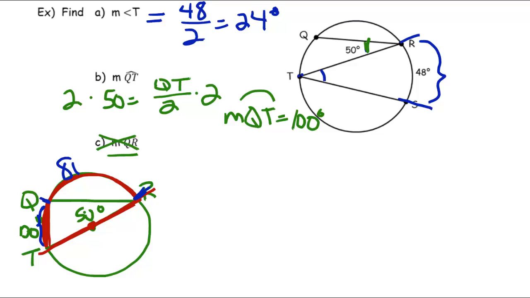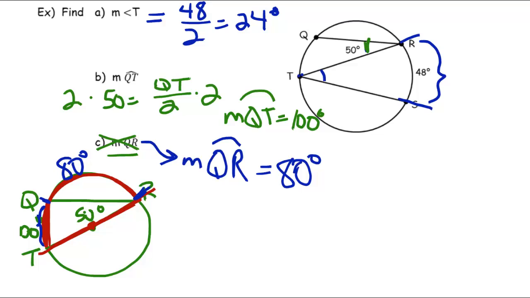Well, that's going to leave me 80 degrees for the measure of QR. So I guess we can go ahead and do it. I just needed to redraw it. So the measure of QR here, the arc, would be 80 degrees. So that's another thing that you want to look for: diameters. If you have a diameter, then you know this arc is also 180 degrees. Okay? So look for those diameters.